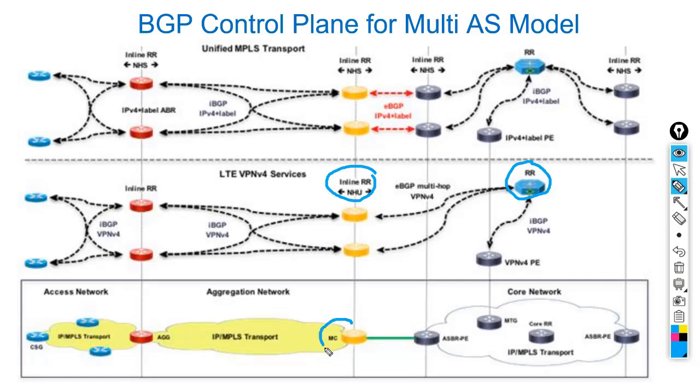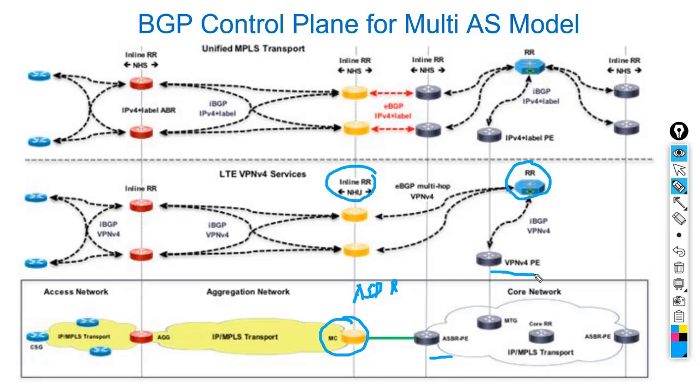will establish an EBGP multi-hop VPN neighbor relationship with a route reflector in the metro core network. The route reflector here is the metro core router. This router will act as an inline RR router. It means that it participates in both forwarding and controlling functions. This metro core also acts as an ASBR in the metro domain to connect to the ASBR in the core network.